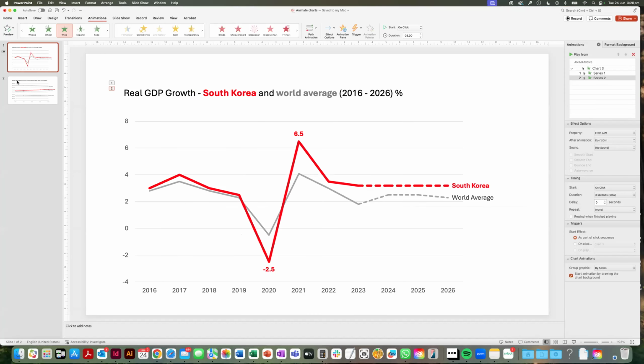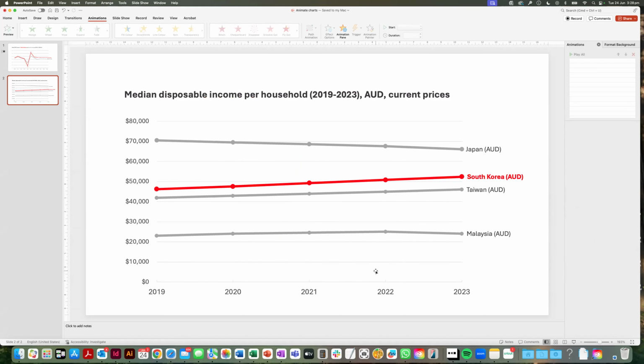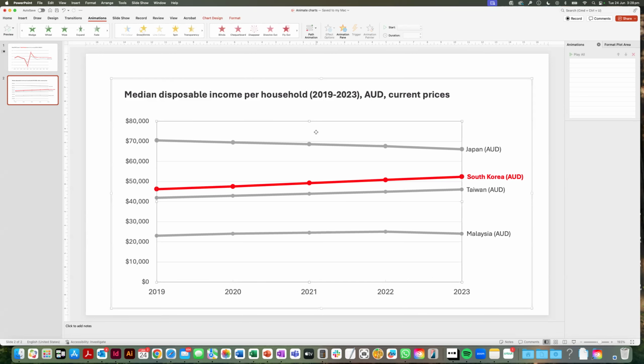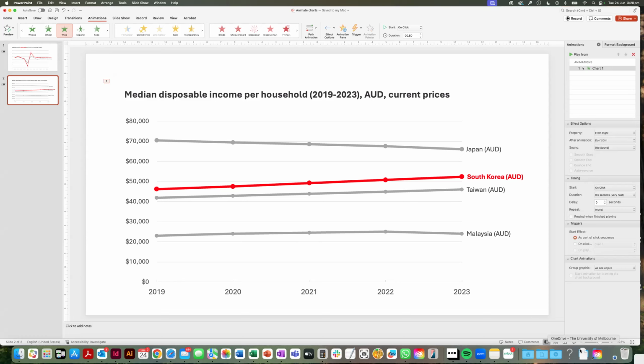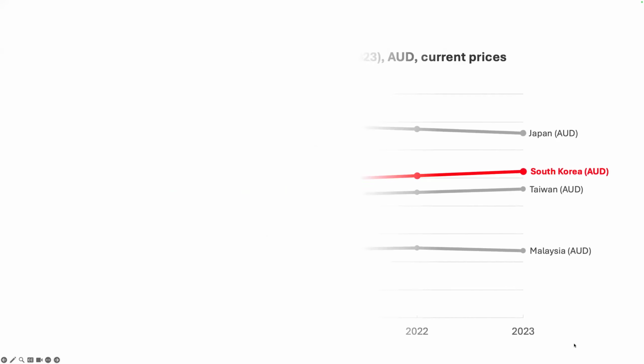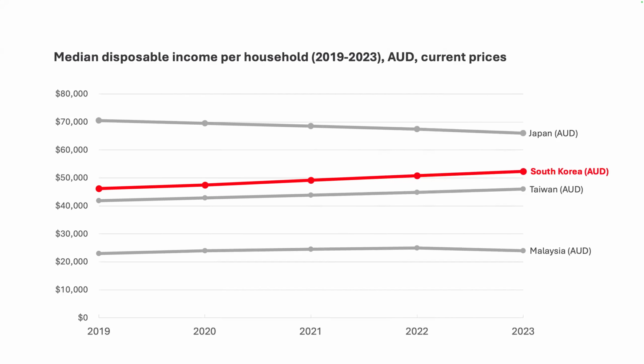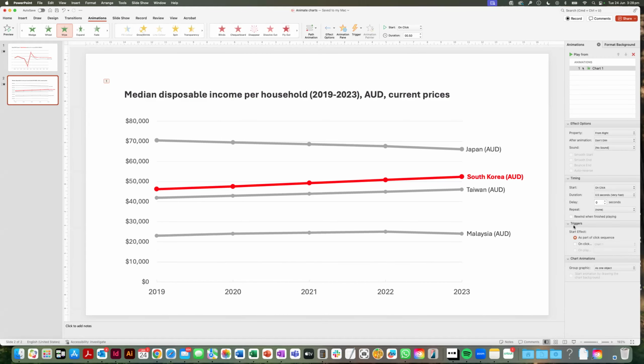Let's do the same thing with this next chart. So we've got 4 data series here. So first things first, click on it, animations, don't do anything fancy, just go to wipe. Let's have a look. Same thing is happening. It's going right to left and all at once. So get out of that.